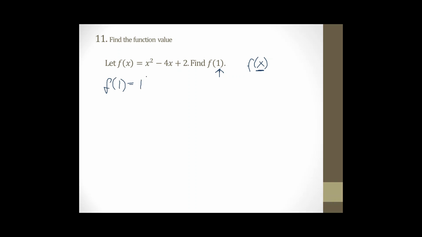So 1 squared minus 4 times 1 plus 2, and then let's solve the right side of this function. So 1 times 1 is just 1, negative 4 times 1 is negative 4, and then plus 2. Let's continue down. So 1 minus 4 is negative 3 plus 2, and last step, negative 3 plus 2 equals negative 1. So this means if I evaluate f of 1, I would get negative 1.